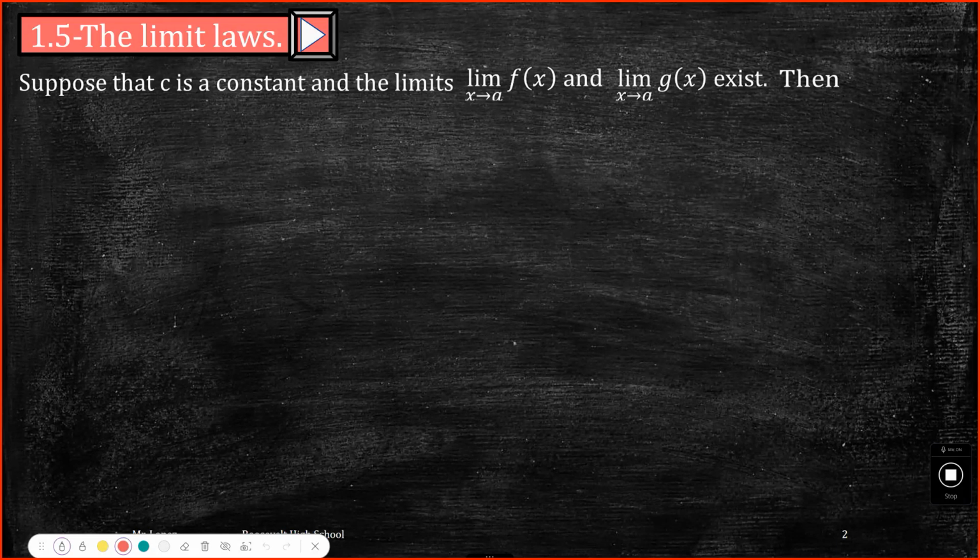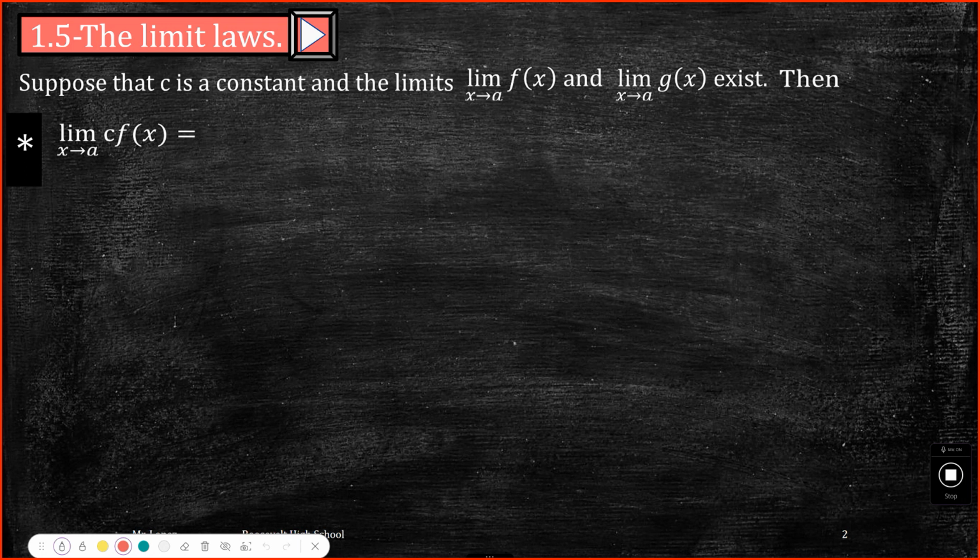Here are the limit laws for limits. Suppose that c is a constant and the limit as x approaches a of f of x and the limit as x approaches a of g of x exist, then this is true.